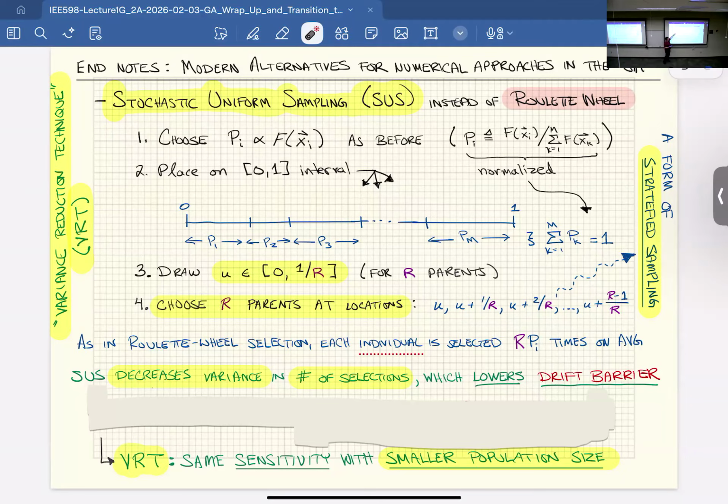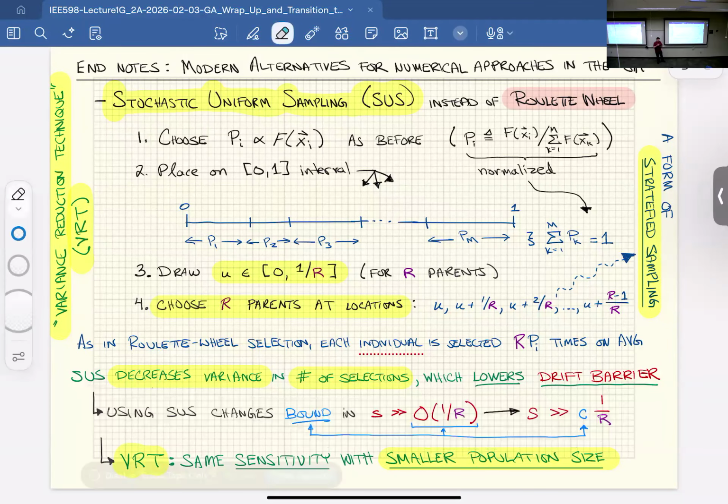And by reducing the variance, this lowers the drift barrier. It provides more ability for your selective pressure to act. So it basically doesn't change the 1/R structure of the drift barrier, but it changes the scalar in front of the 1/R that sets that drift barrier. So it allows a smaller selective pressure to work because you're reducing the variance in the selection.